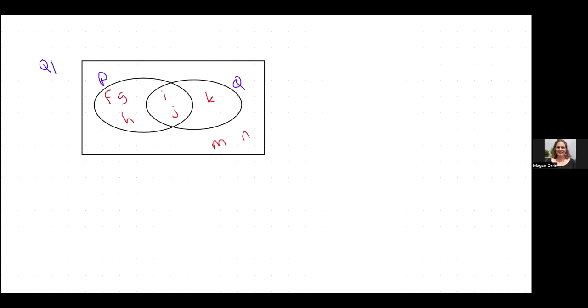Okay, let's do question 1 from the past paper questions. All right, so part A1, that is asking us to give some information about what is in certain sets. So they're asking for the intersection of P and Q. Well, that's pretty easy. It's just I and J. All right, we just write it using set notation like that.